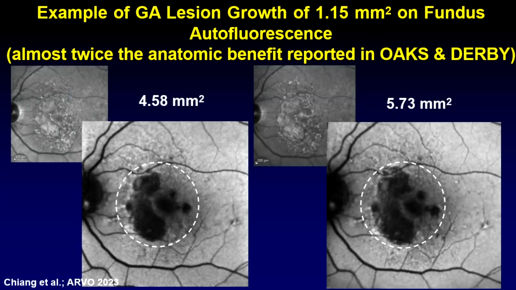This slide shows you 1 millimeter square of growth. On the left, 4.58 millimeters squared of geographic atrophy. On the right, there's 1.15 millimeters squared more growth. You can barely see it, and that's probably why it did not translate into any visual function benefit. It can be measured, but it may not be large enough magnitude to have any clinical relevance.